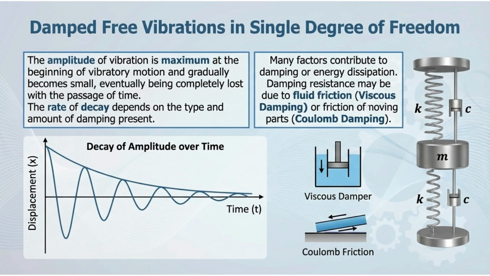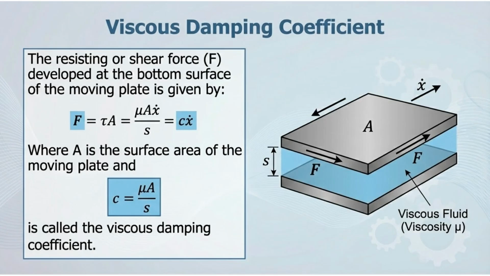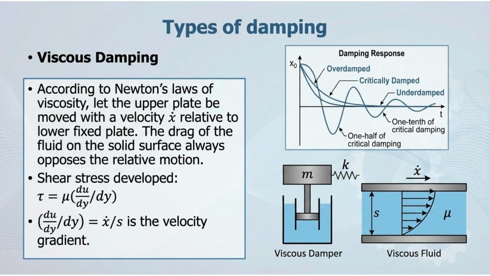In damped free vibrations, the amplitude decreases over time until the motion is lost. The rate of decay depends on the type and amount of damping present, which can be due to fluid friction, or viscous damping, or friction between moving parts, or Coulomb damping. Viscous damping is governed by Newton's laws of viscosity, where the drag of the fluid opposes relative motion based on the velocity gradient. The damping response is categorized as overdamped, critically damped, or underdamped, depending on the fluid's properties.